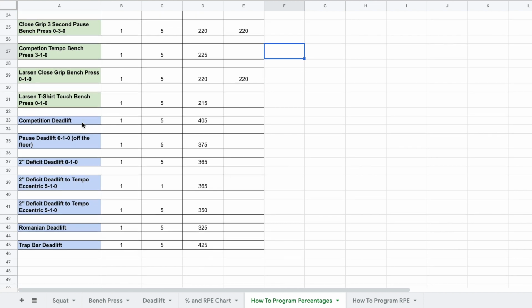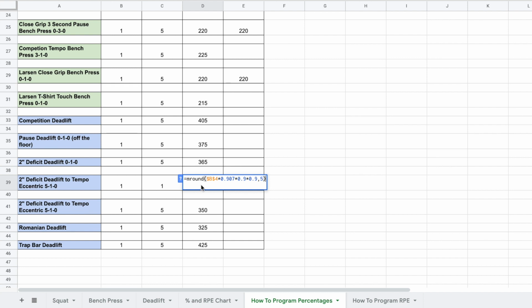Lastly, let's go over the competition deadlift. So set of 5 at 81.1%. If we do a pause deadlift, we're going to put that at 92.5% of our normal 1RM. So we're just going to stack that on to 81.1, which gives us 375. If we want to do a 2-inch deficit, I put that at 90% of our normal 1RM.